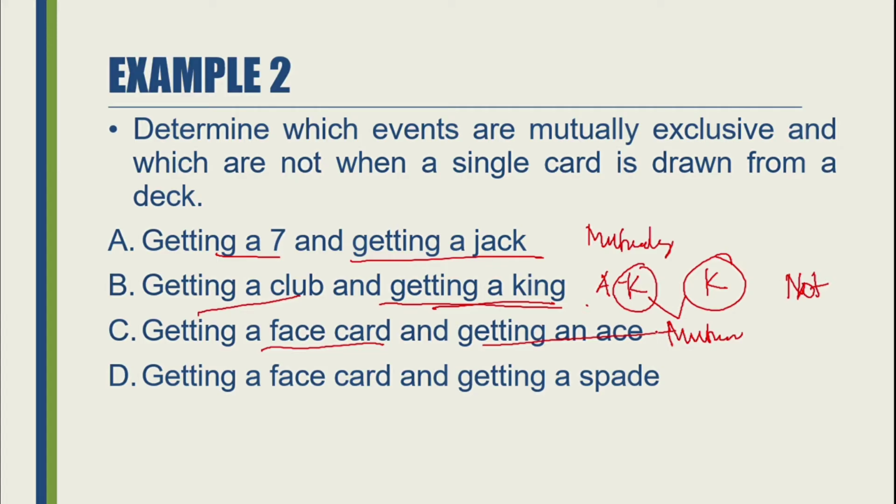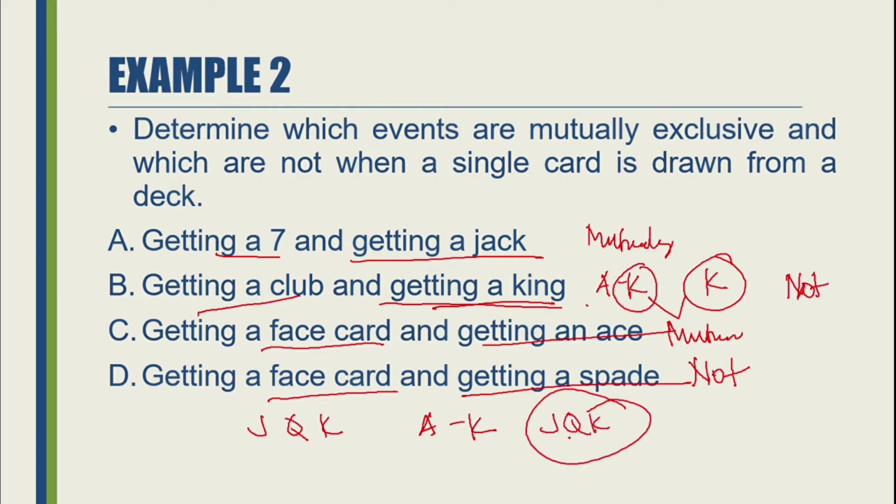Letter D, getting a face card and getting a spade. This is not a mutually exclusive event, because when you get a face card, which is jack, queen, or king, you could also get a spade. The spades run from ace to king, so they include jack, queen, and king. So the face cards include the spade jack, queen, and king. Therefore, this is not a mutually exclusive event.